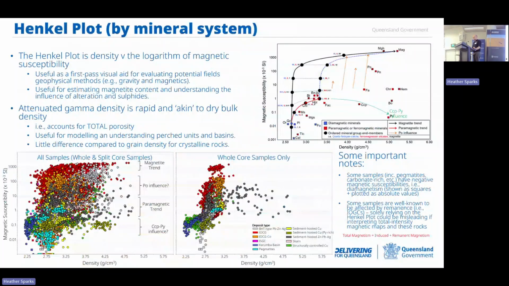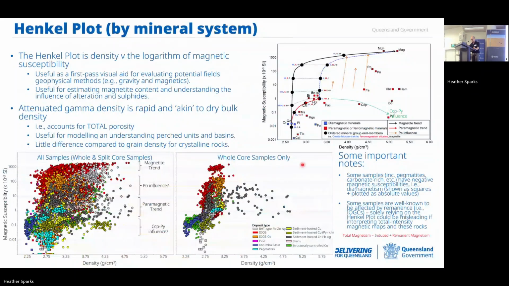All right, on to some of the data. Here we have what's called a Henkel plot in the top right corner there, with your density on the x-axis and the logarithm of your MagSUS, your susceptibility, up your y-axis. It's a very useful thing to be able to tell you how your unit of interest is going to respond to potential field geophysical measurements.